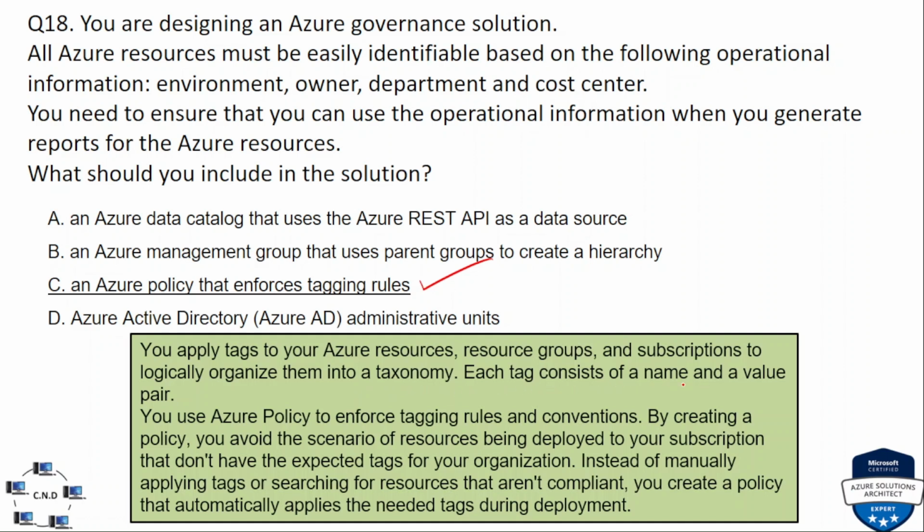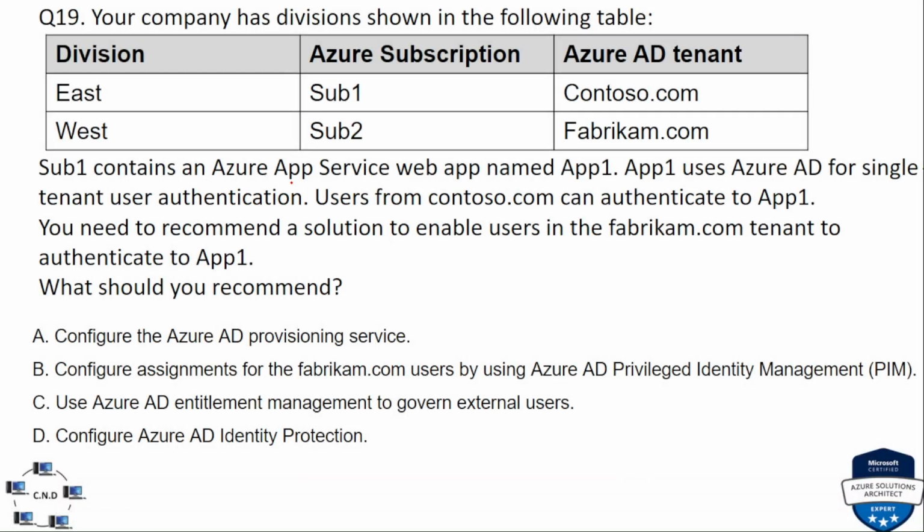Each tag consists of a name and a value pair. You use Azure policy to enforce tagging rules and conventions. By creating a policy, you avoid the scenarios of resources being deployed to your subscriptions that don't have the expected tags for your organization. Instead of manually applying tags or searching for resources that aren't compliant, you create a policy that automatically applies the needed tags during the deployment.